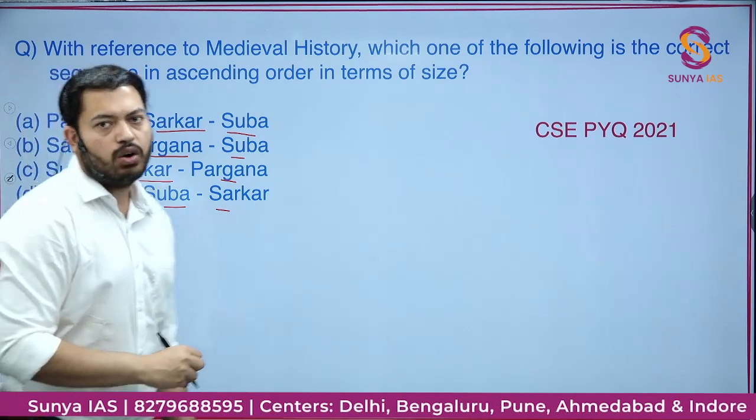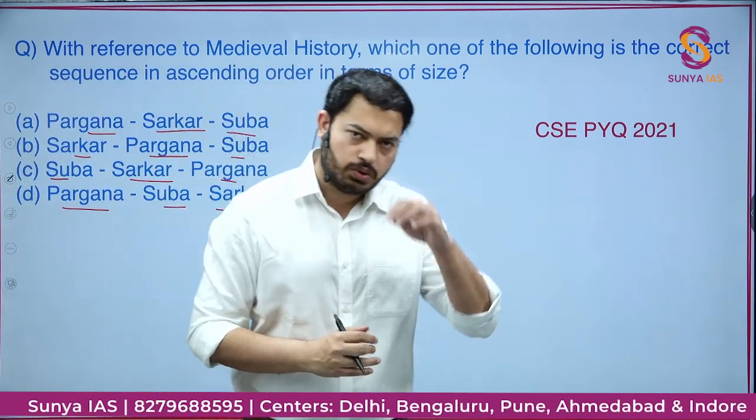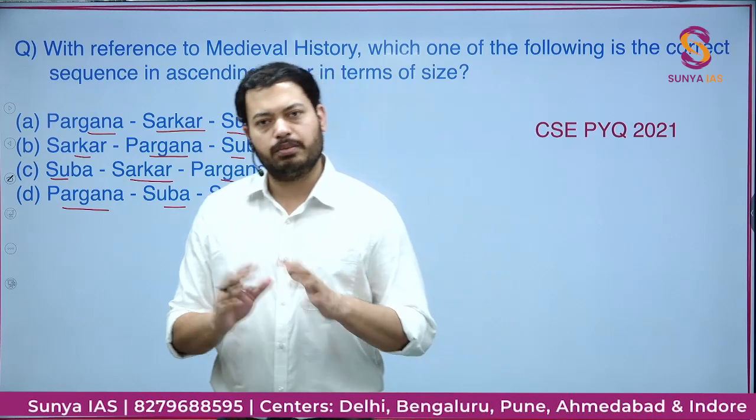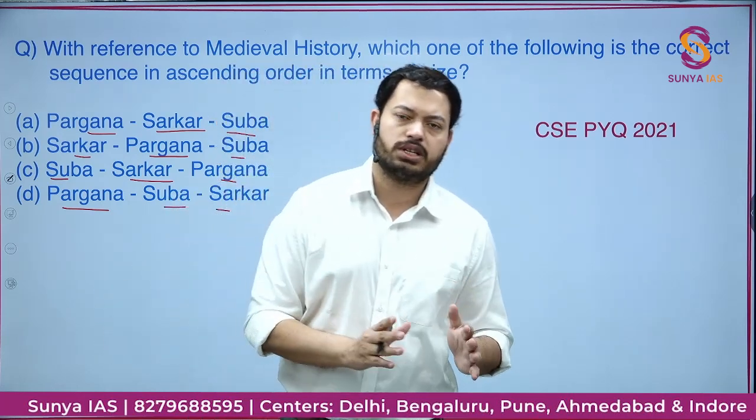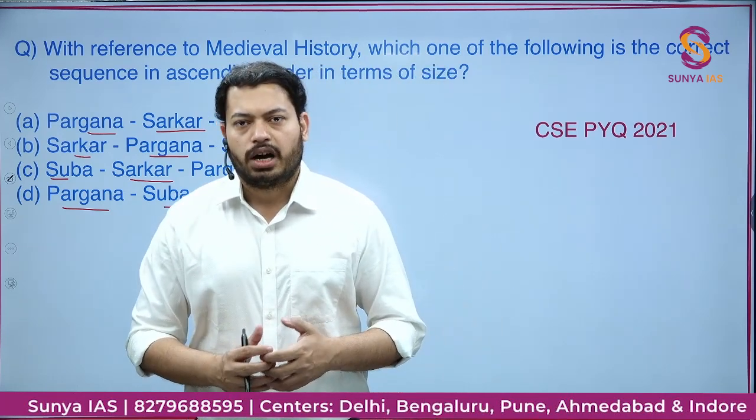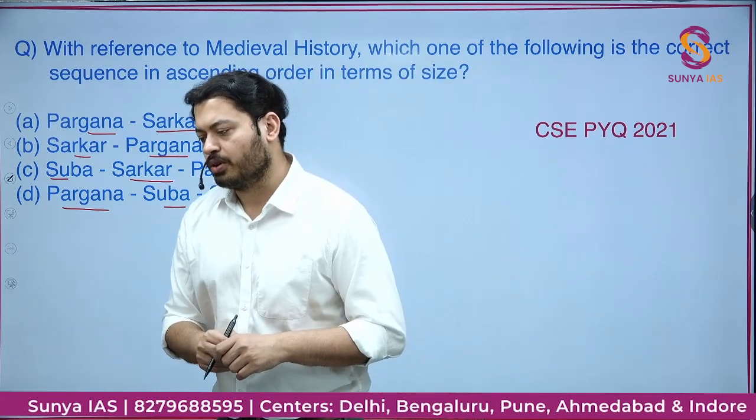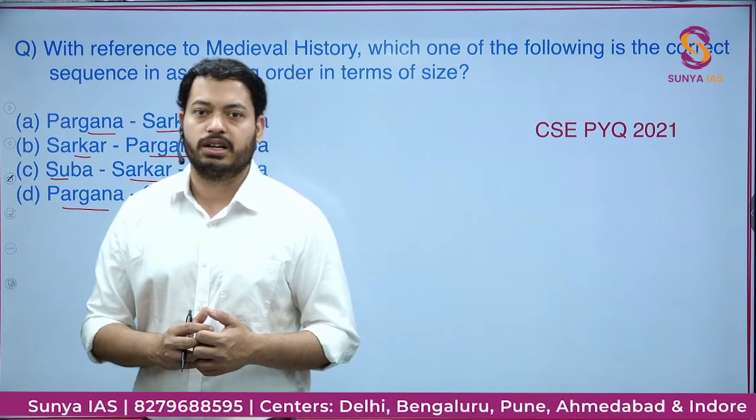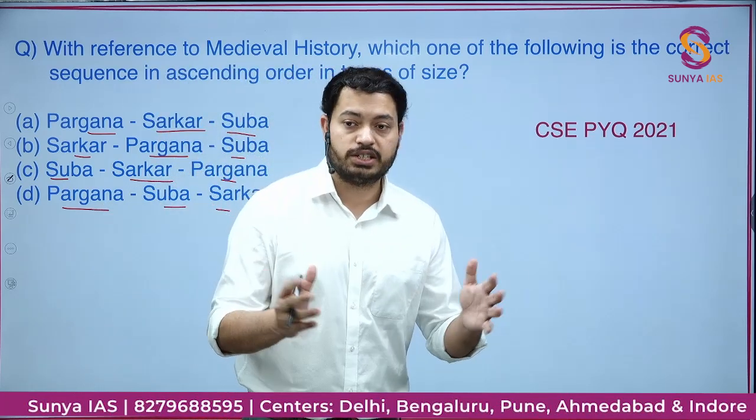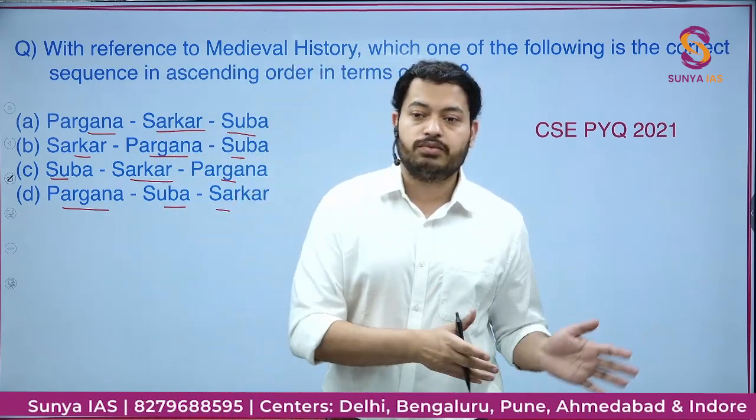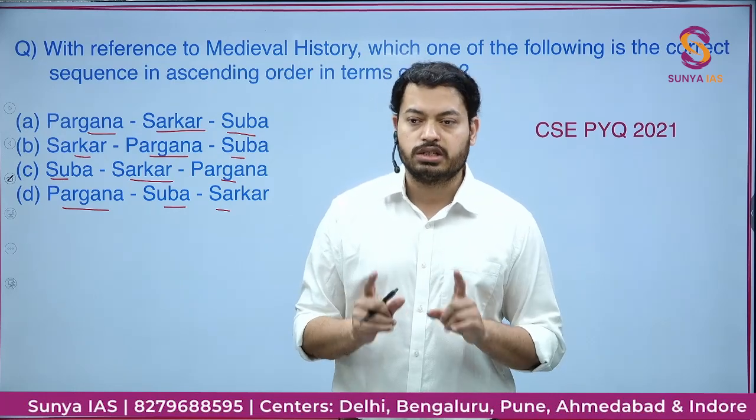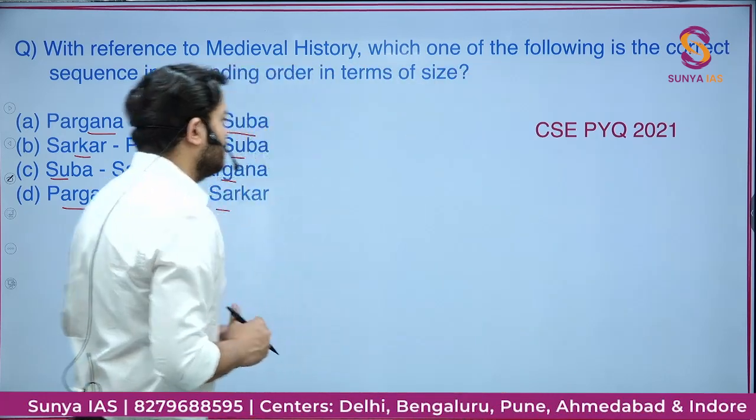Now how will you answer this question? For this you need a very basic understanding of what a Pargana is, what a Sarkar is, and what a Suba is. I hope a lot of you have heard there is a place in West Bengal called 24 Parganas. It is officially a district in Bengal. It must be having its name from there only, so we'll be looking into those things. It's very important, so let's start and discuss this.